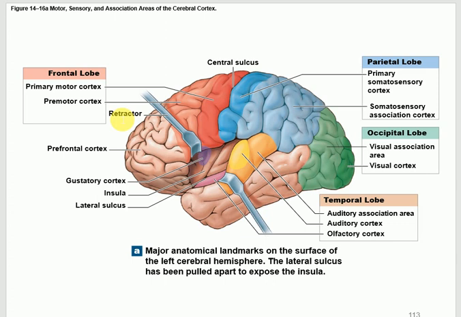So do you guys know now the locations? If I ask you, where is the visual cortex? Where? Occipital lobe. And where is the association area? Beside it. We don't have to go into details. Just know that there is an association area beside it. Where is the auditory cortex? Temporal lobe. And the association area beside it. Primary motor, precentral. Primary somatosensory, postcentral. Are we following so far?